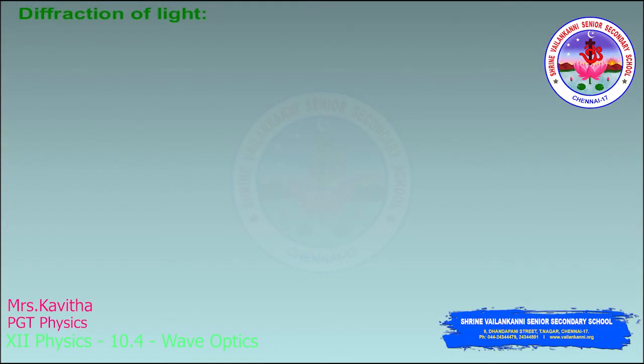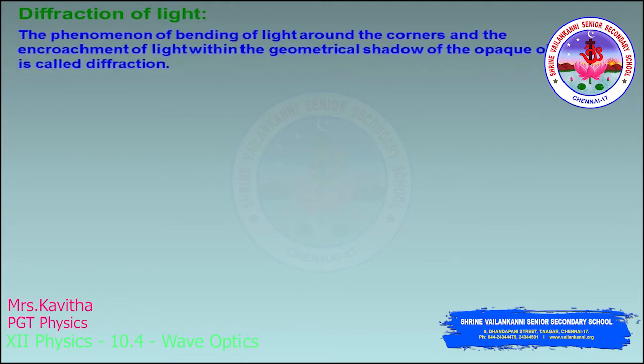Hello children, the continuation of wave optics, in that diffraction. The phenomenon of bending of light around the corners and the encroachment of light within the geometrical shadow of the opaque obstacle is called diffraction, right? If you look clearly at the shadow caused by an opaque object, close to the region of the geometrical shadow there are alternate dark and bright regions, just like the interference, right? This happens because of diffraction.